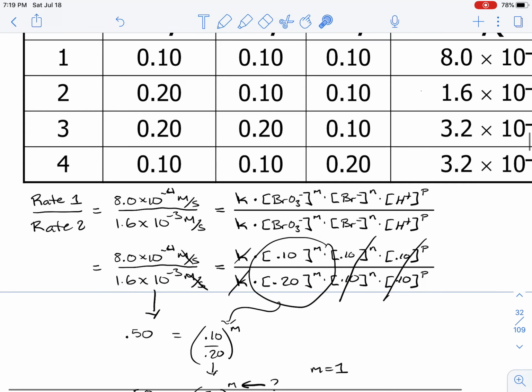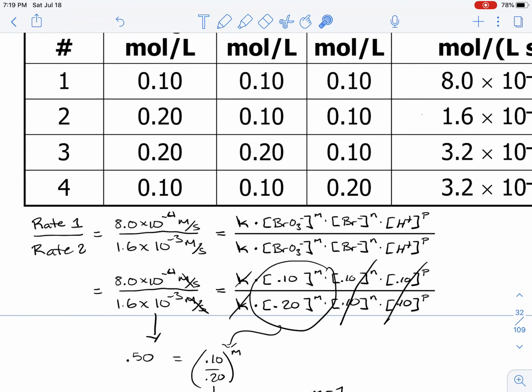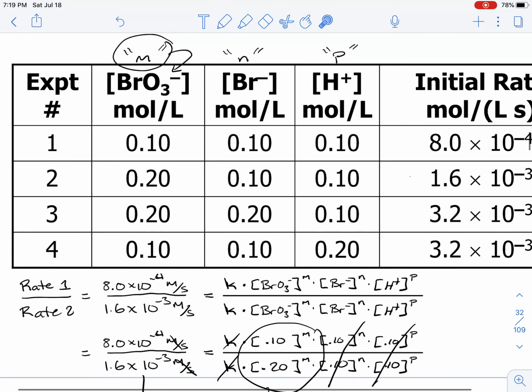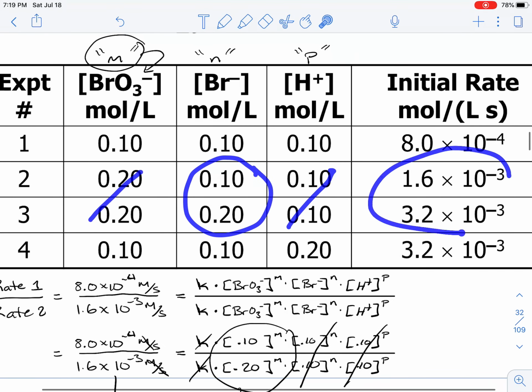Okay. And so for this second round, I'm just going to go ahead and skip some steps. So since I know that bromate is going to cancel and H+ is going to cancel, I'm just going to go ahead and write the ratio between bromide and the initial rate of reaction. Okay.